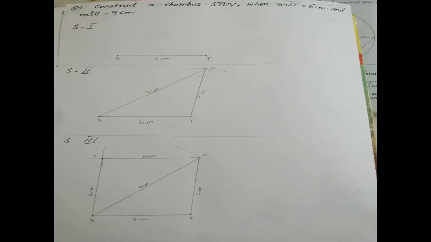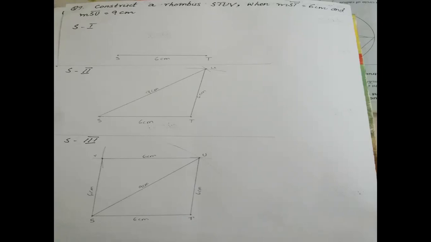Then change the radius of your compass. Open your compass 6 centimeter. Put it on point T and cut the first arc. Both arcs meet each other at point U. Join U with T and also U with S, because US is a diagonal.